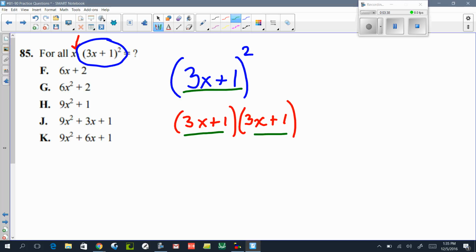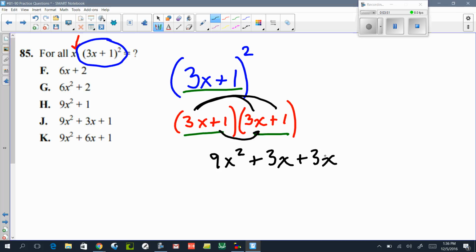So in order to multiply this, we actually have to do some foiling. We have that times that is 9x squared. That times that is 3x. This times this is also 3x. And of course, 1 times 1 is 1. We combine like terms to end up with 9x squared plus 6x plus 1.